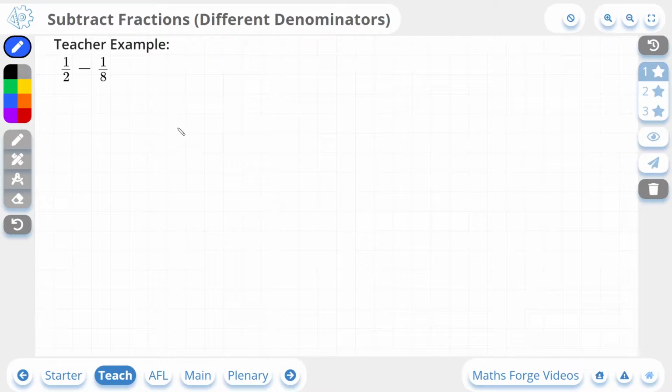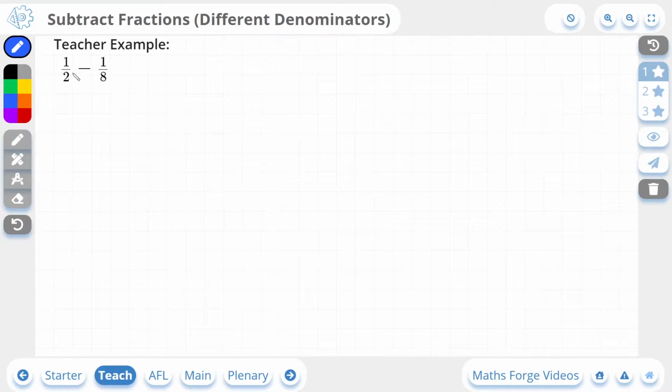In today's lesson, we're going to be subtracting fractions with a different denominator. So it works in the same way as adding fractions with a different denominator. The first thing you're going to want to do is to find a common denominator. So the two bottom numbers must be the same. And if you're really good at your times tables, this helps you figure out which numbers to look for.